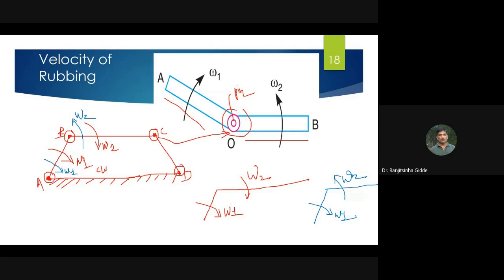So at the junction or at the joint there is rubbing between the two links. For that we need to find out the rubbing velocity at this pin, which is located at this O. So this is the pin, and we need to find out the rubbing velocity.